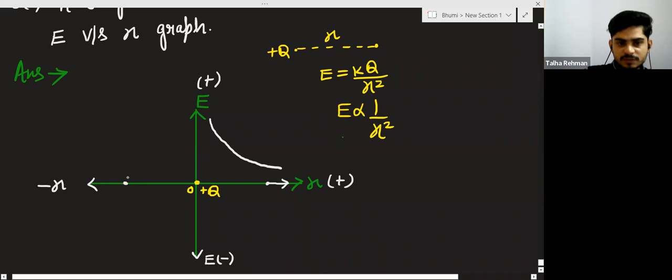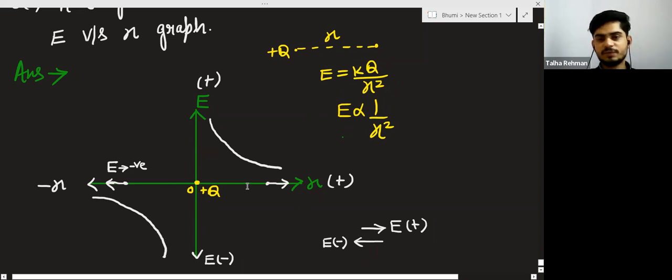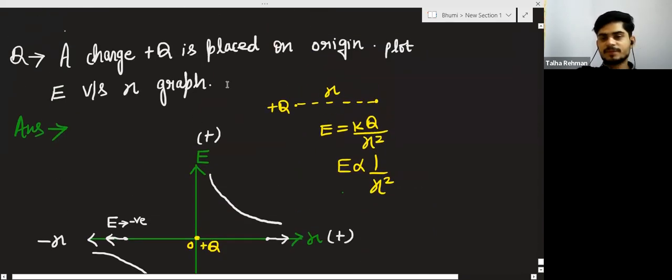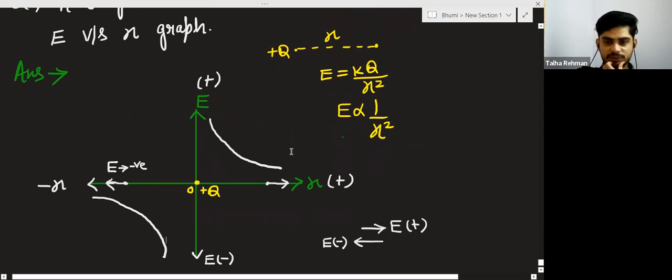Now put a charge here and find the direction of electric field. The direction of electric field will be in this direction, and this is the negative direction. If I am taking electric field in this direction as positive, then electric field in this direction I am taking as negative. In this quadrant, electric field will be negative, and if you are moving in this direction, the graph will be like this. You can remember only the graph if you have not understood what I am telling. So due to a charge at the origin, the graph of electric field versus distance is like this.